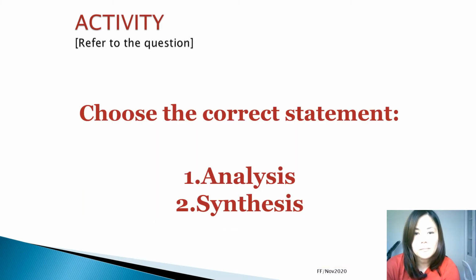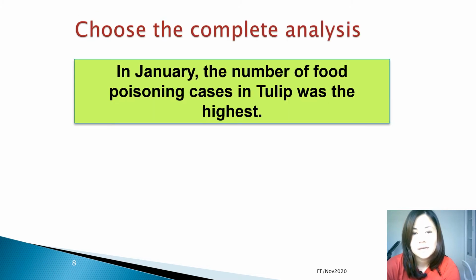Now, I would like to ask you several questions. Choose the correct statement, analysis and synthesis. In this question, choose the complete analysis. In this sample answer, try to identify what is missing, or maybe you can try to correct it. In this question, the word January is the time frame, and the number of food poisoning cases is the subject reference. Tulip is the key feature, while the highest is the trend word.